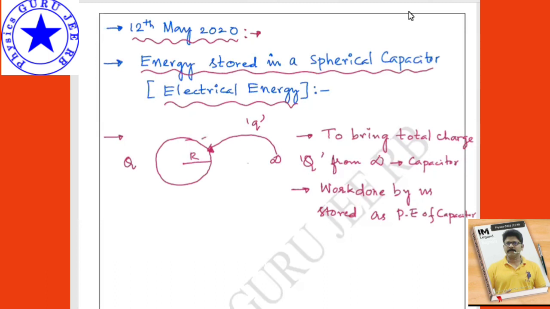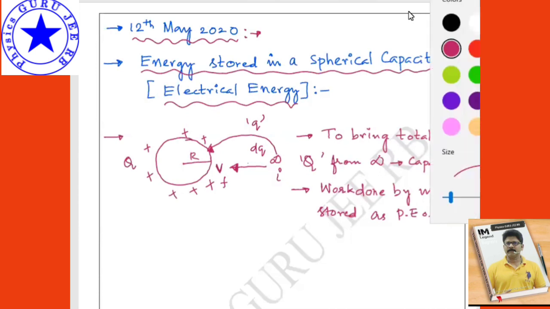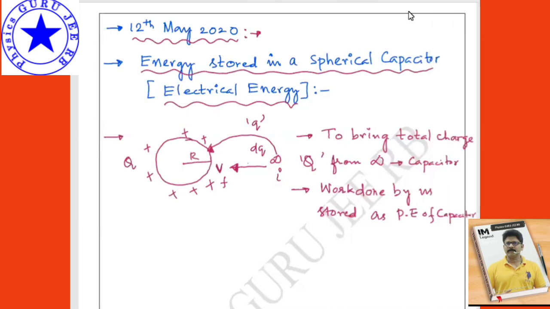After bringing some q, initially there is no potential, there is no charge. So when I bring some charge q, some potential will be developed. We want to bring the total charge Q, so work is to be done. Let me take dq as the small charge which I am bringing from infinity to this given point. Infinity is the initial point, and on the surface is the final point f.